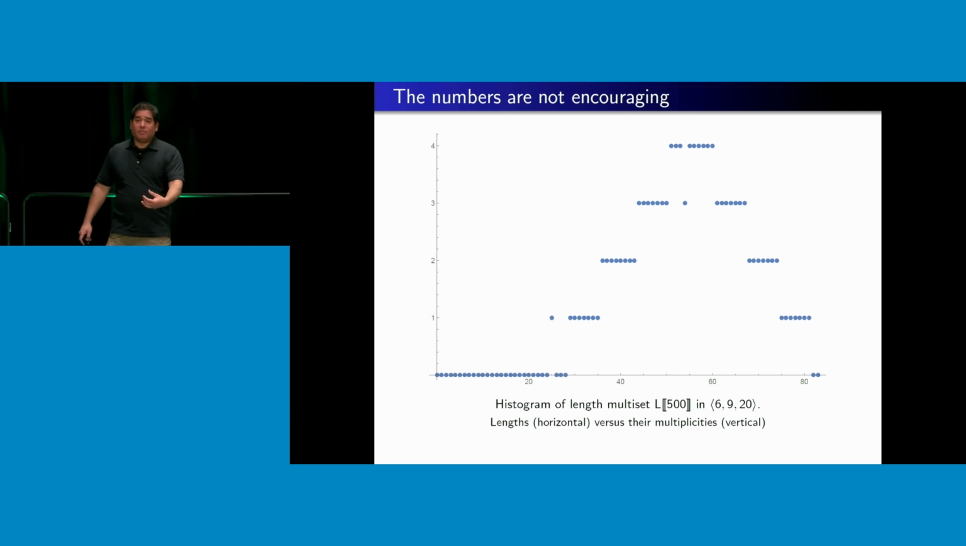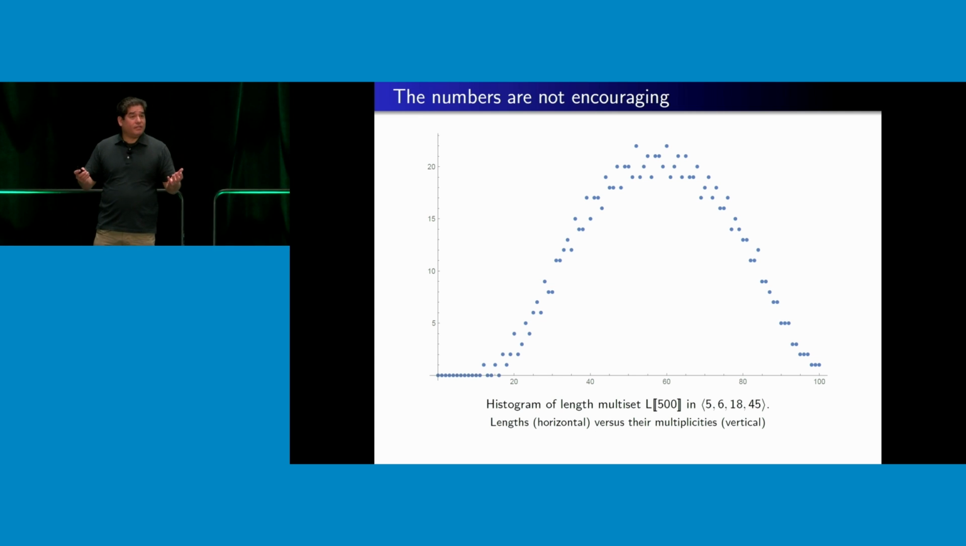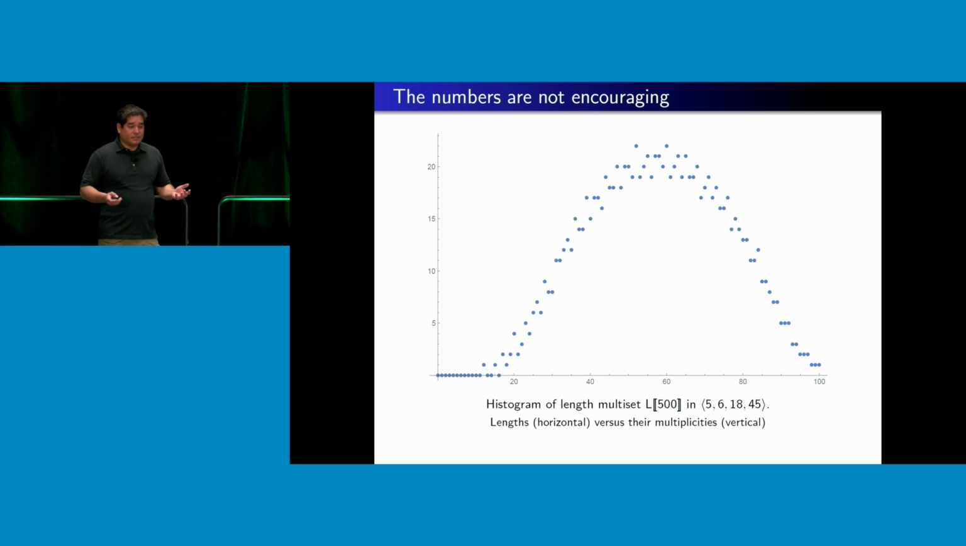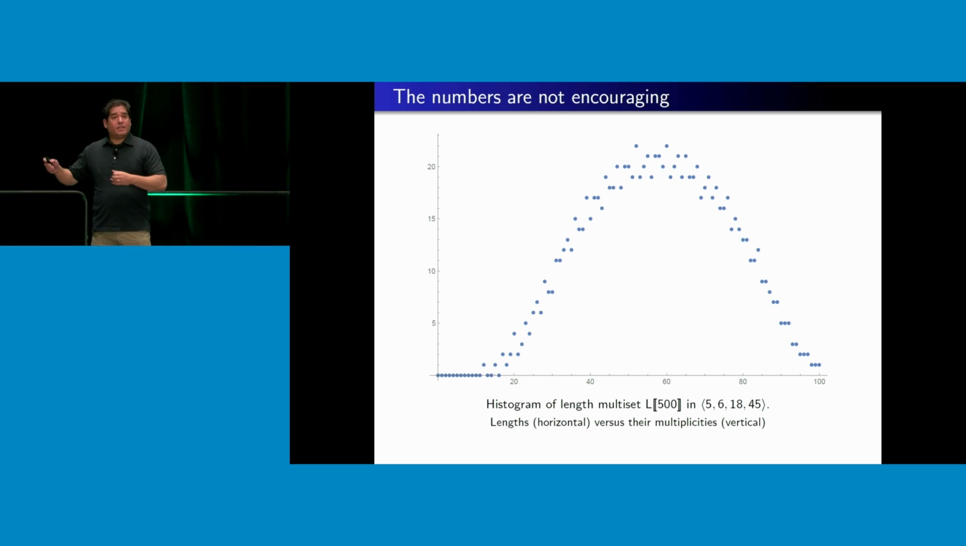If I change my marketing strategy, and instead of 6, 9, and 20, I use 5, 6, 18, and 45 as my allowable box sizes, I get a completely different shape. It's no longer a step pyramid. It looks like it's trying to be some sort of bell curve with noise added in.